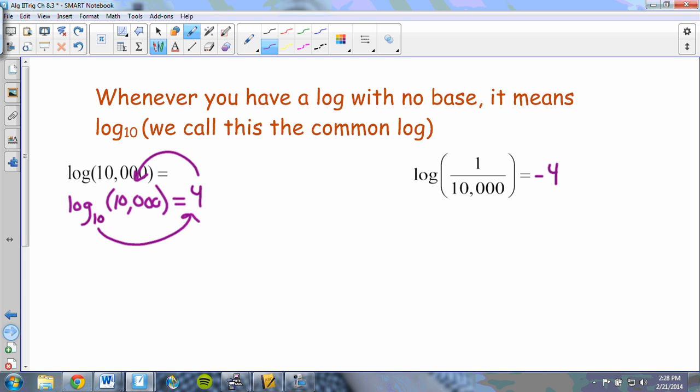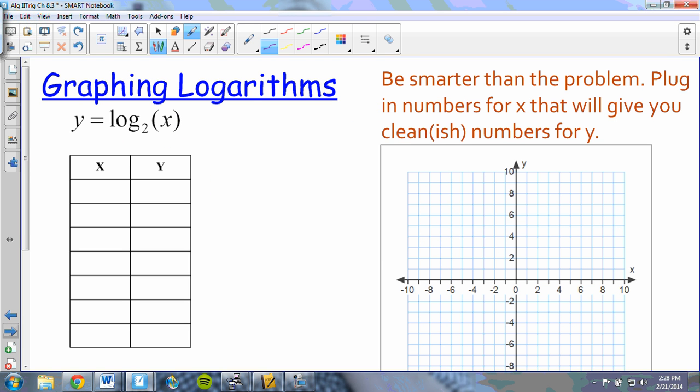Sweet, moving on. We're going to graph log base 2 of x. I'm going to show a couple ways to do this, but what I want to do is think about numbers for x that are powers of 2. I want to plug powers of 2 into all these x slots over here. So what are powers of 2? Well, there's 2 to the 0, which is 1.